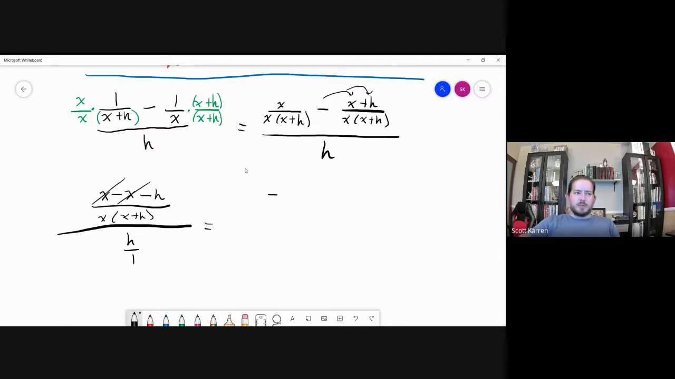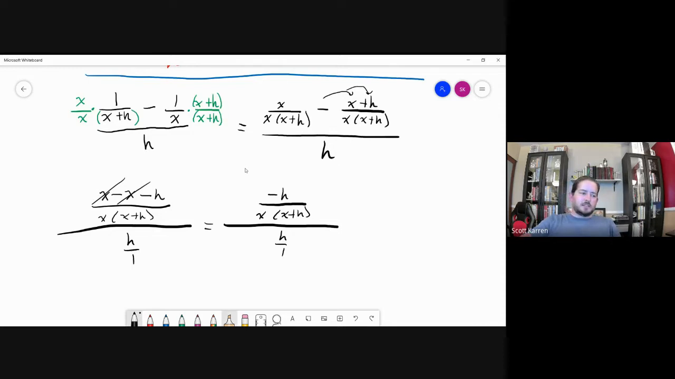That leaves me with just a minus h over this x times x plus h. And then that's all over this h over 1. That's as much as I can simplify that numerator, but now I have a fraction divided by a fraction, so I'll take that bottom fraction, flip it, and multiply.